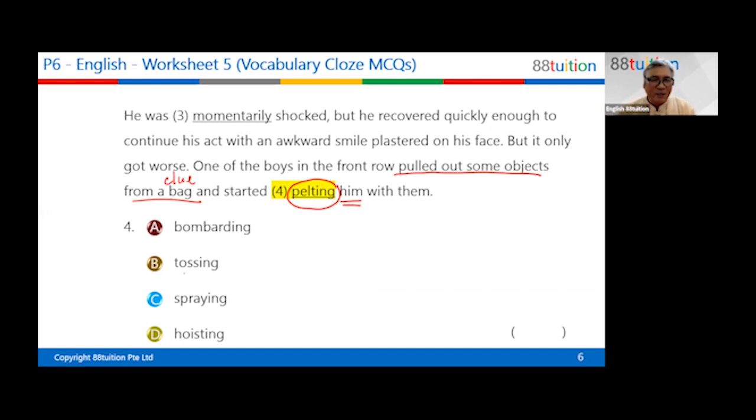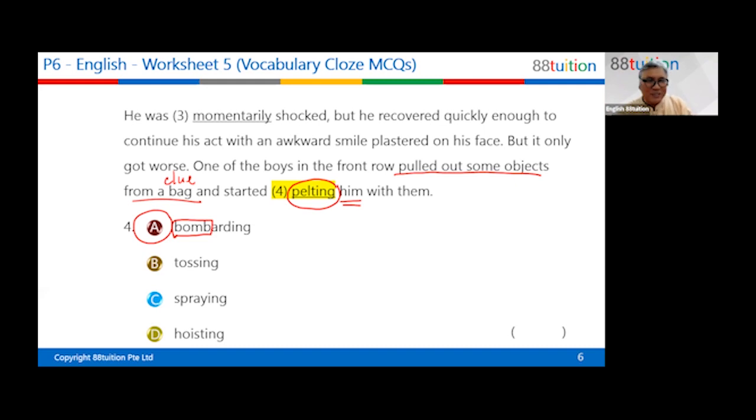Okay, you cannot be tossing him. Tossing him means you are throwing the boy himself, right? Spraying him, of course, is to do with a mist, right? Some water, either liquid or spray droplets. Okay, hoisting is lifting him up. So the word is bombarding. It comes from the word bomb. It's like bombing him, bombarding. You're throwing things at him like bombs, so they all fall down on him like bombs, bombarding. So the word pelting means bombarding. So A is the answer, right?